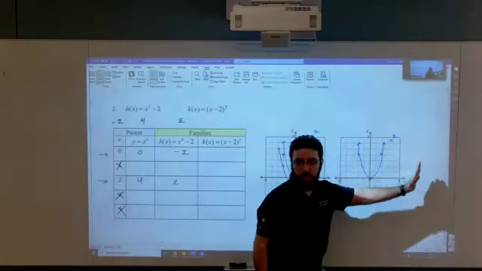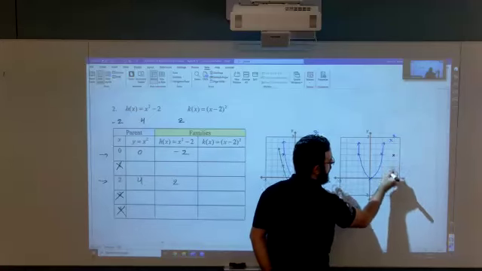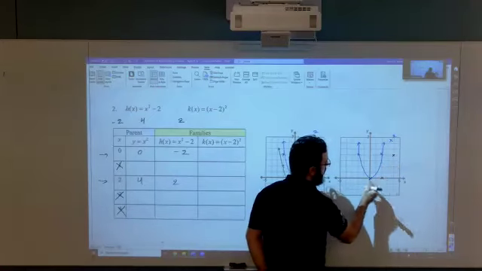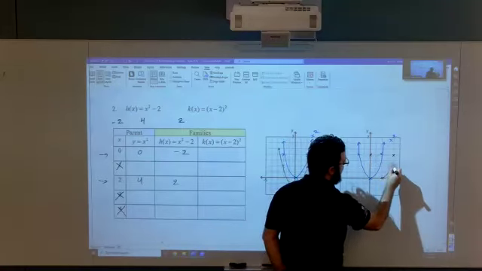How many units? 2. That means I need to shift this point 1, 2. Shift this point 1, 2. Shift this point 1, 2. So the new graph is going to be what?